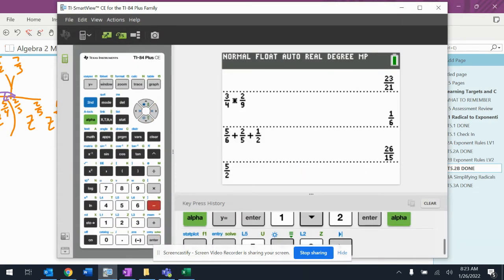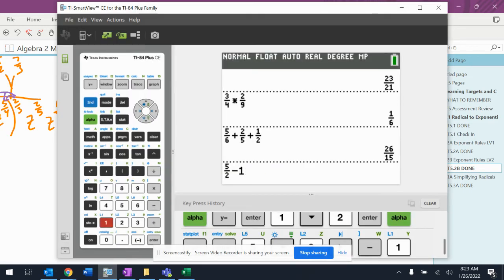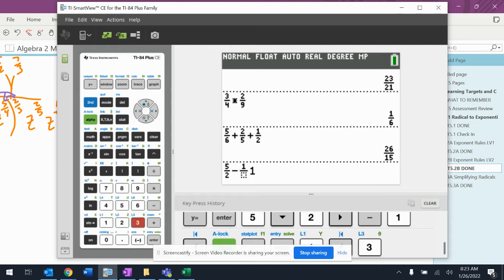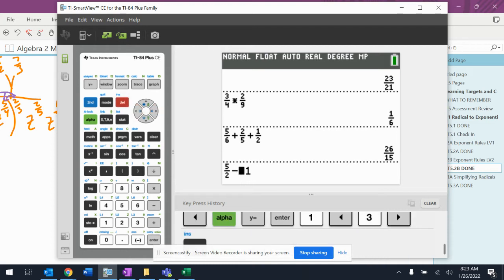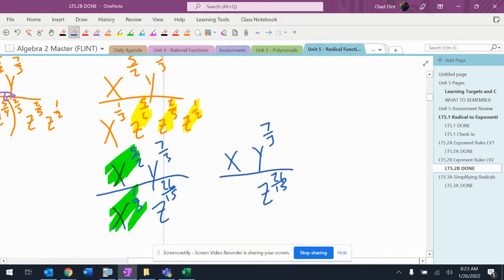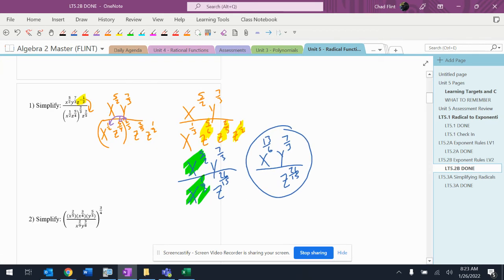5 halves minus, because I'm dividing, so it's subtraction. 1/3, whoops. 13/6. My final answer. And again, a lot of stuff there. I have to be very, very careful, or else I'm going to have all kinds of bad things happen.